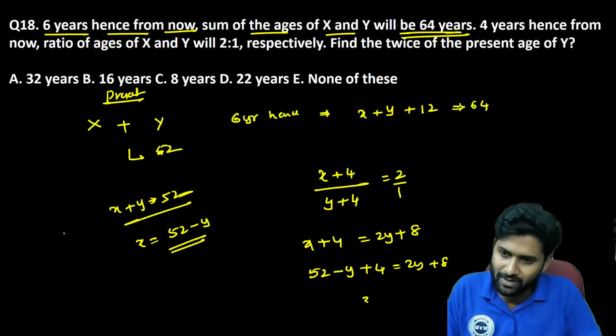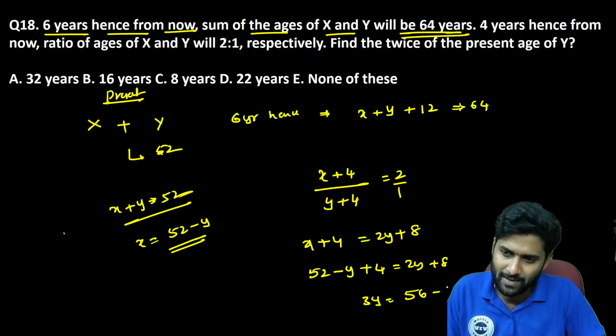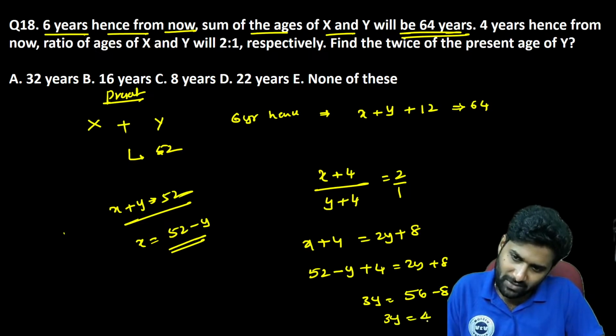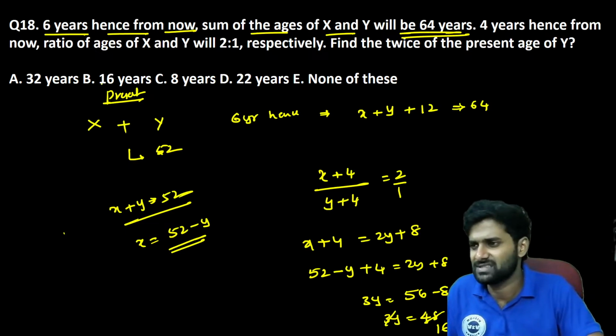2y, and you will get here 3y, right? If you get 3y, 52 plus 4, 56 minus 8, 3y is exactly equal to 48. You will get y is equal to 16. Now the question, what is the present age of y? It's 16 years.